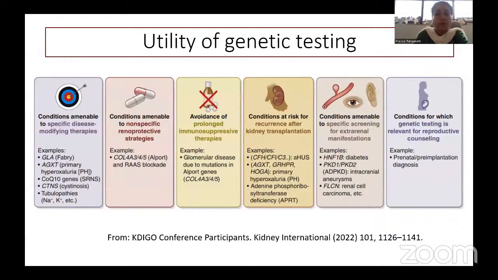So this is an overview of the utility of genetic testing from a recent issue of Kidney International, which nicely sums up why we should do genetic testing for kidney diseases, especially chronic kidney diseases. Because we know that conditions amenable to specific disease modifying therapies may be identified. For example, if you get a diagnosis of Fabry disease, you can start enzyme replacement therapy. Then if cystinosis is diagnosed, then you can actually start the cysteamine therapy. Likewise, for the inherited tubulopathies, once you have a clear diagnosis identified, you can properly plan the management.